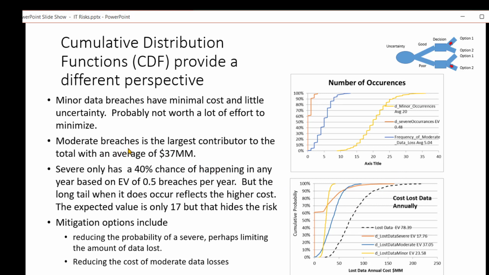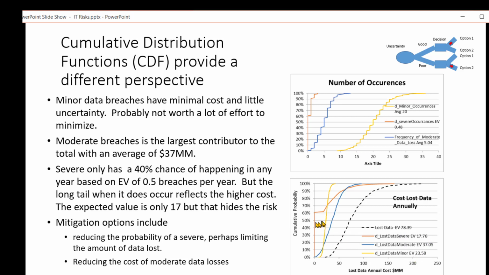So we can see that the moderate breaches are the largest contributor to the total cost. The moderate is over here at 5.04 loss average, moderate. And the severe is only 0.48 as the number of occurrences. We have to get down here to the cost. Let's look at the cost. The moderate has 37. The severe only has 17. And if I add up all of these over the simulation, the total lost data is 78, which should be the sum of these three things here.